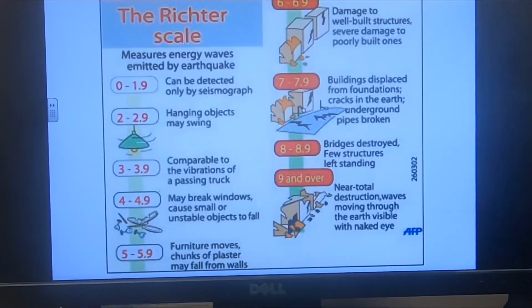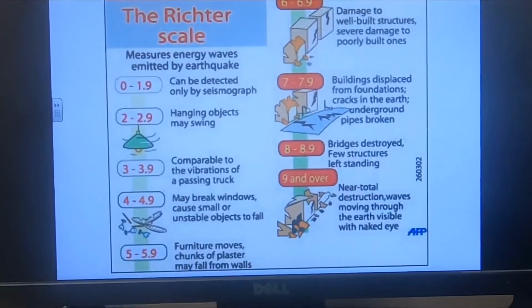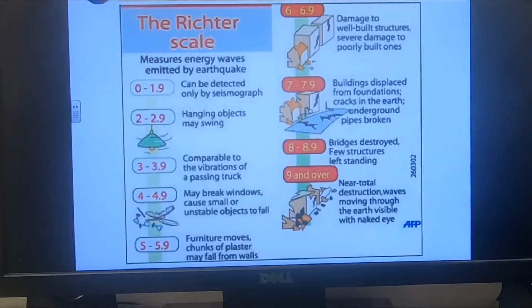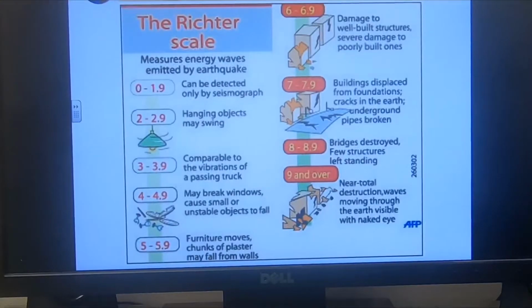If it's a 2 to 2.9, so in that 2 to 3 range, hanging objects will swing. You could be sitting in your room at home and notice that the lamp hanging from your ceiling is swaying back and forth. Or maybe the cord for your drapes or your blinds, sorry, my camera's a little off here, might be swaying back and forth. But that's it.